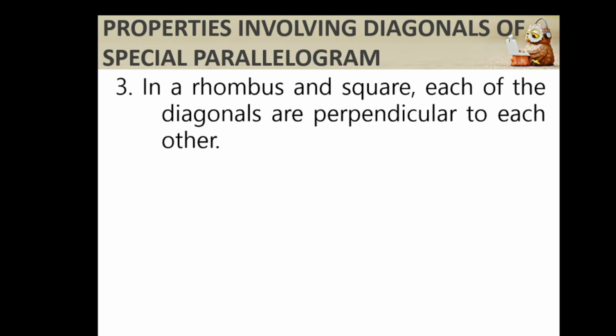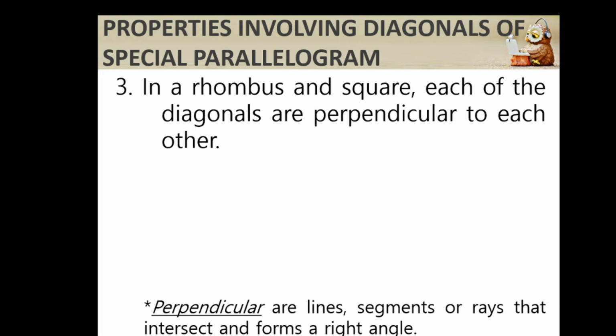The third property states that in a rhombus and square, each of the diagonals are perpendicular to each other. Note that when we say perpendicular, these are lines, segments, or rays that intersect and form a right angle. If the diagonals intersect and form 90-degree angles, then the parallelogram is either a rhombus or a square.